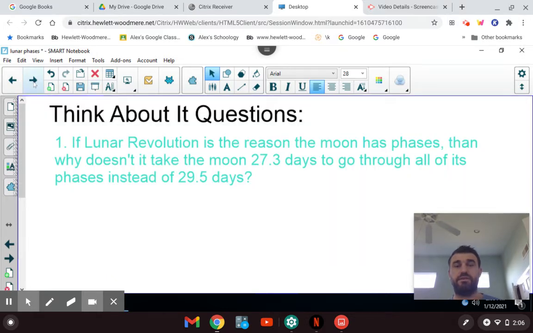So this leads to, hopefully, some curiosity. Why aren't they the same? Those two questions, why weren't they the same answer? That's what this is asking right here. If lunar revolution is the reason the moon has phases, then why doesn't it take the moon 27.3 days to go through all its phases instead of 29.5 days?